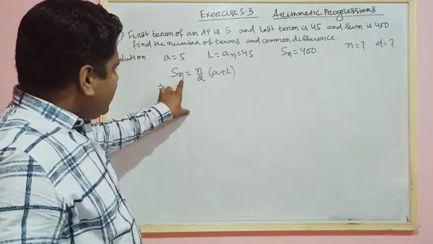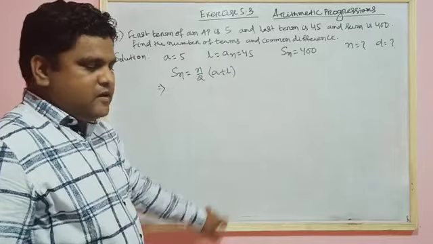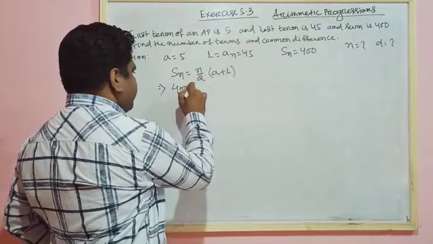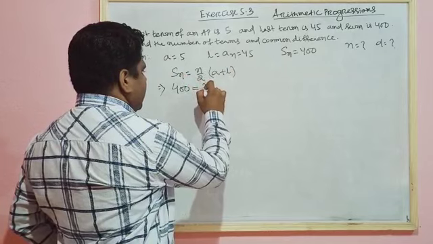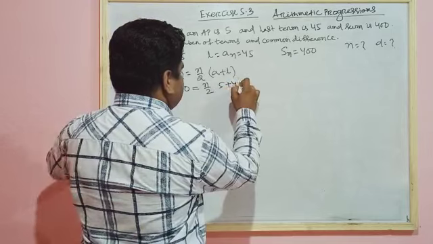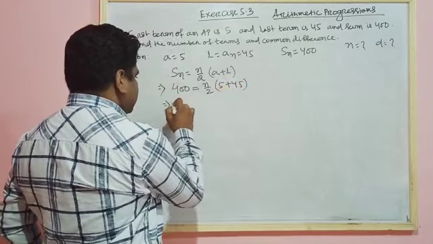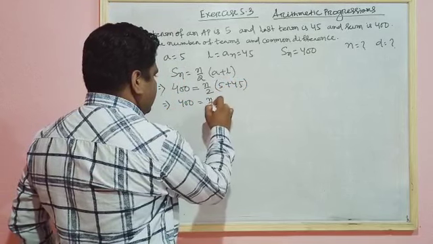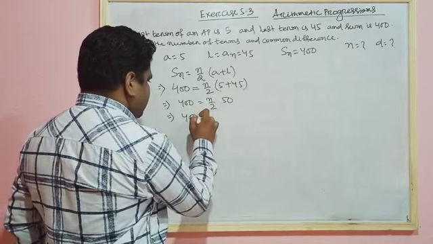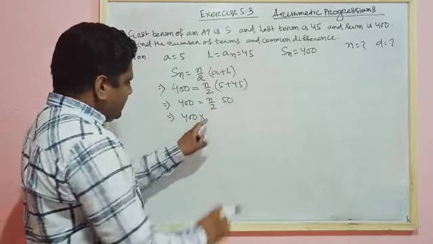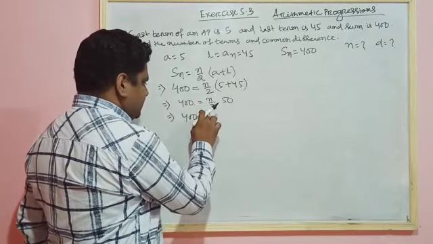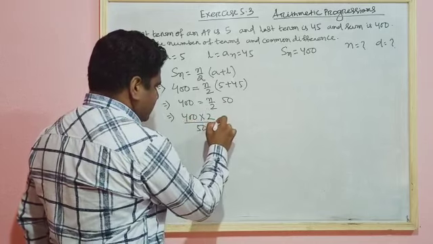Using the values of Sn, A and L, we can get the value of n. So let's put here Sn equal to 400, equal to n by 2, A is 5 and last term is 45. So this implies that 400 equals n by 2 into 50, or 400 into 2 (when 2 moves to this side it will be multiplied, and 50 moves to this side, then it will be divided) equals n.